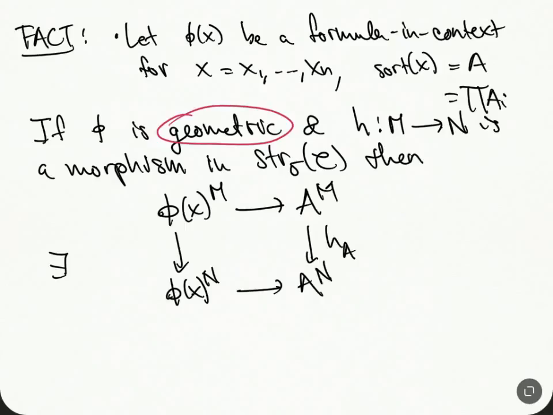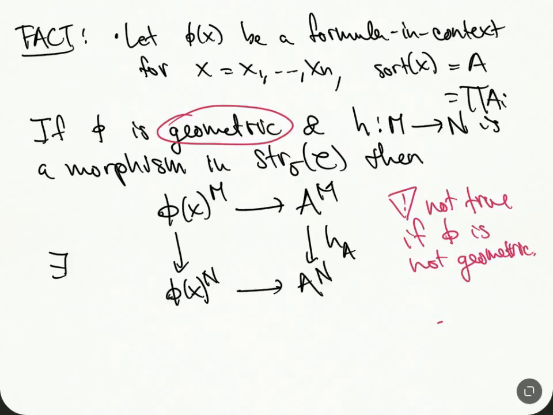Okay, this is important. This is crucial. This is not true if the formula is not geometric. And remember, for geometric formulas you're not allowed, in general, to have for all quantifiers. So you can have infinite disjunction, but you can't have for all quantifiers.